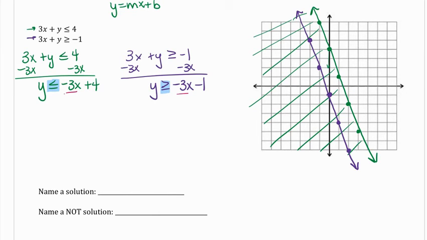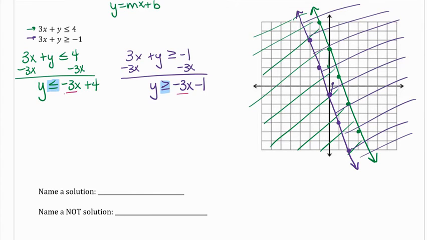Okay, so this one, our purple line, said that y is greater than or equal to. So that means I want to go to the y-intercept and I want to shade above the line. So I would be going this direction. Okay, so then if I look at my graph, the spot where the shading overlaps is actually right in between these two lines. So that's where our solutions are.